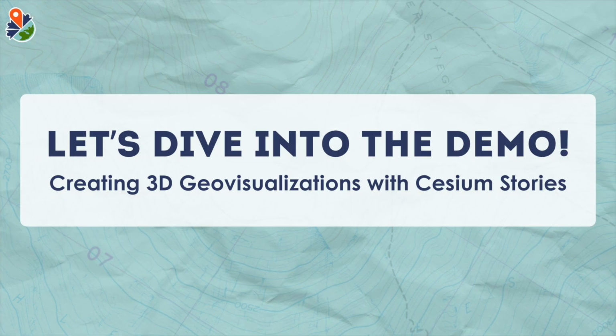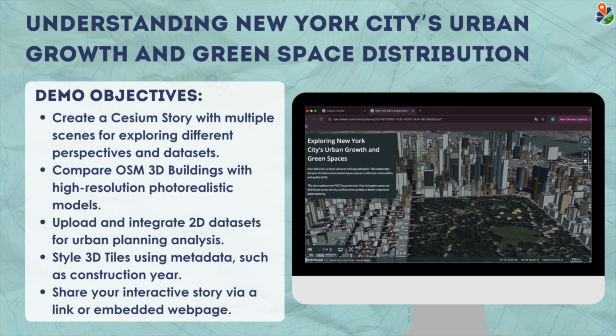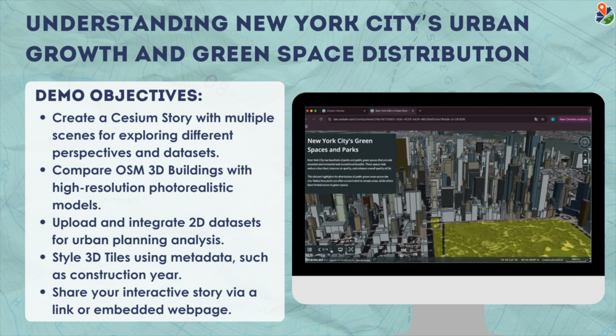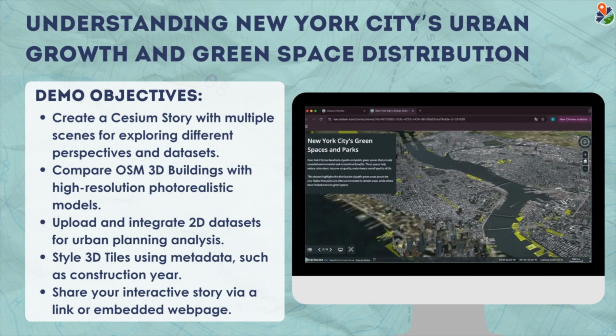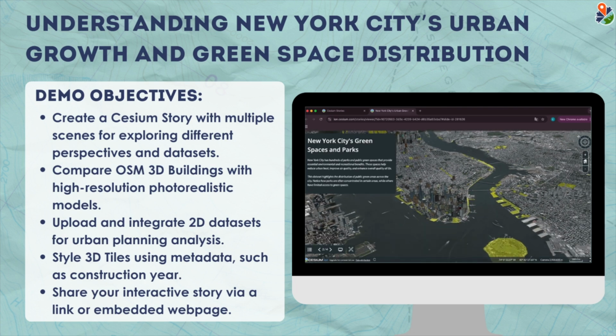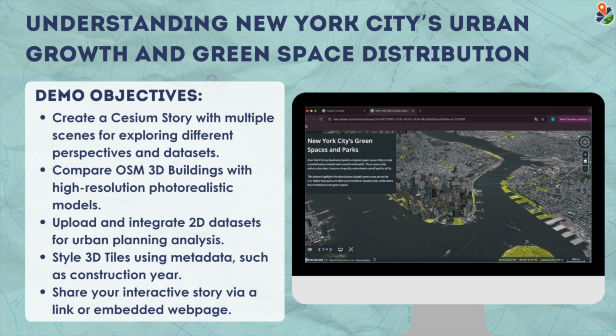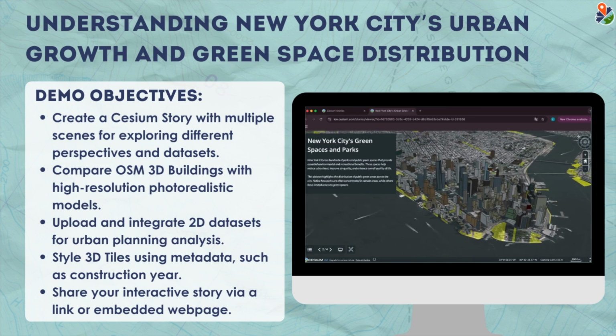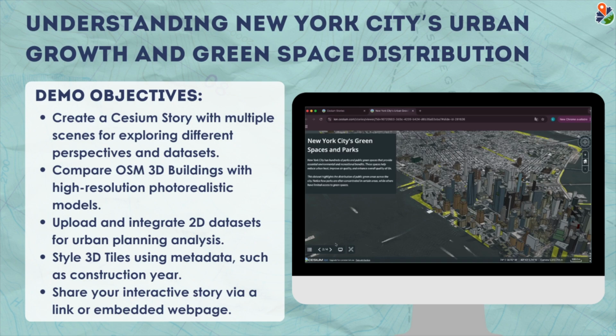Now that we've covered Cesium Ion and its capabilities, let's dive into the hands-on portion of this training where we will create an interactive 3D story using Cesium Stories. In this demo, we'll build an interactive 3D story to visualize urban growth and green space distribution in New York City using real-world datasets. We'll work with OSM 3D buildings, New York City green space data, and high-resolution urban models while exploring key geospatial concepts. You'll learn how to create scenes, integrate datasets, apply custom styles, and share your final story online. Now let's dive in and start building.